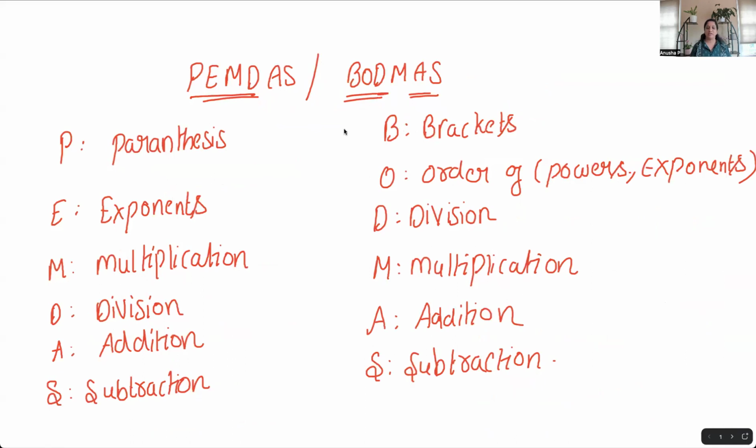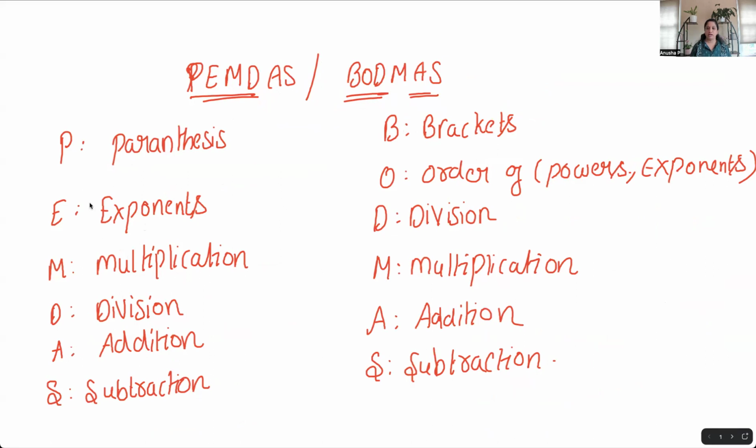In the US, we call it the PEMDAS rule. In India, we call it the BODMAS rule. In PEMDAS, the P stands for parenthesis, E is exponents, M is multiplication, D is division, A and S are for addition and subtraction.